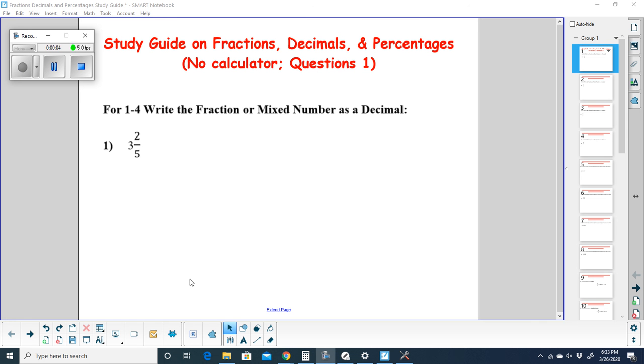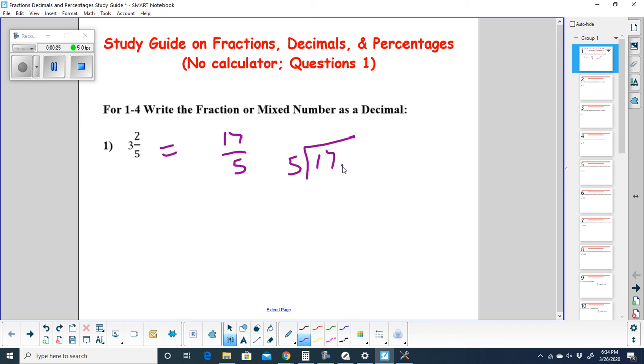First question, we have, let's go with purple today, 3 and 2/5. I like to change this to an improper fraction. 3 times 5 is 15 plus 2, so that's 17 over 5, which is 17 divided by 5. So 5 goes into 17 3 times. 3 times 5 is 15. Remainder is 2. Bring down a 0.